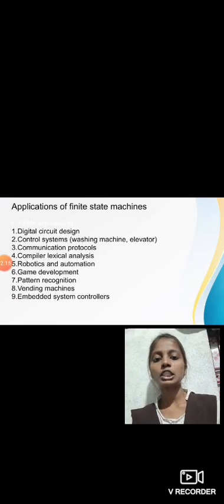Applications of finite state machines: digital circuit design, control systems, communication protocols, robotics and automation, game development, pattern recognition, vending machines, and finally embedded system controllers.